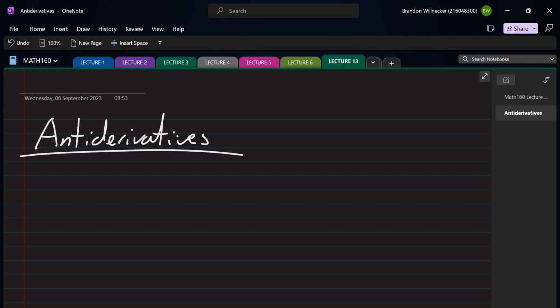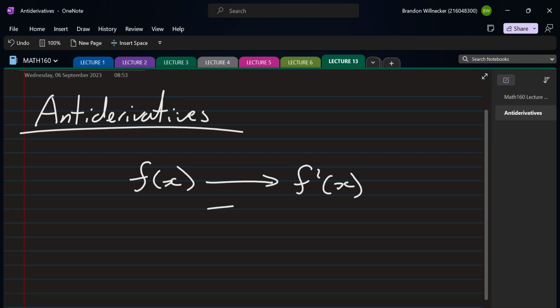Okay, so quick recap on what an antiderivative is. It is the reverse process of taking a derivative. So if we have some function f of x, we can take the derivative and we get f prime of x. So going in this direction, it's going to be the derivative as we know it. Going in the other direction, we call that the antiderivative. Maybe a better name would be the reverse derivative, but we call it the antiderivative.